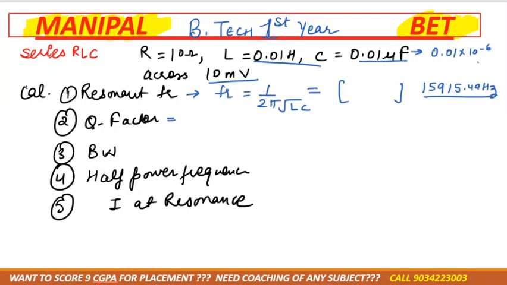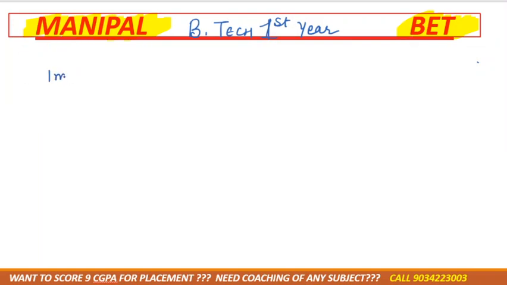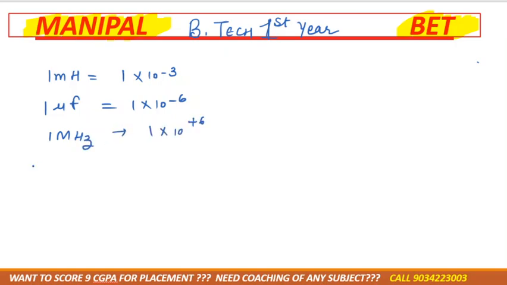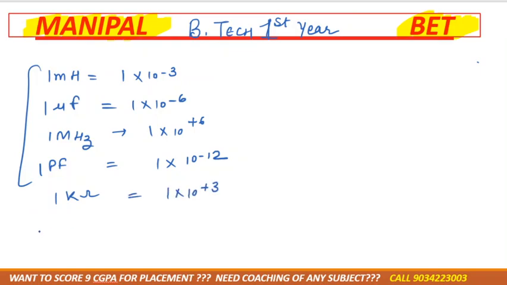Micro is 10 raised to power minus 6 and milli is 10 raised to power minus 3. 1 millihenry is 1 into 10 raised to power minus 3. 1 microfarad is 1 into 10 raised to power minus 6. 1 megahertz is 1 into 10 raised to power plus 6. 1 picofarad is 1 into 10 raised to power minus 12. 1 kilo ohm is 1 into 10 raised to power plus 3. Okay, understood?